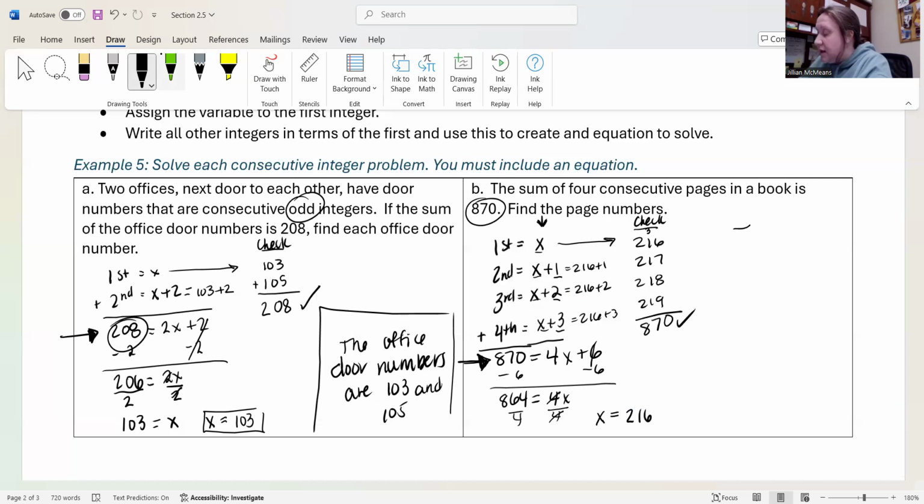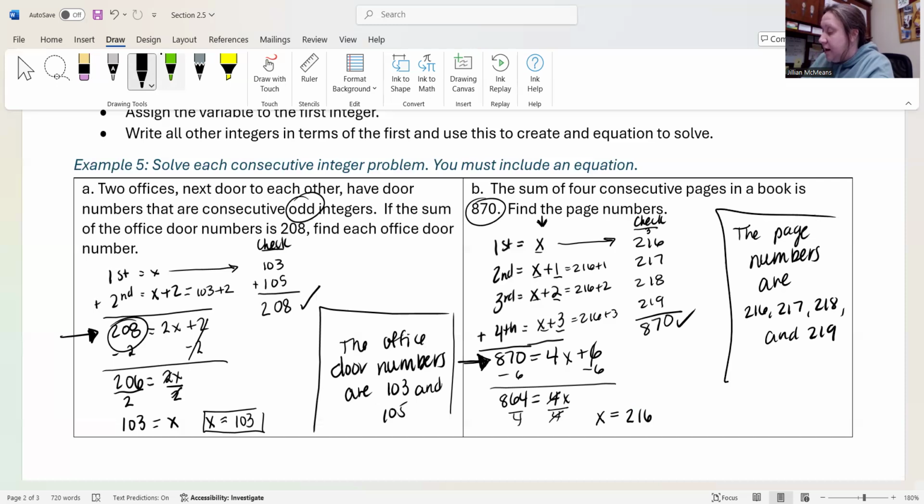So we would say something like the page numbers are 216, 217, 218, and 219. And there you have it. So that's consecutive integers, okay?